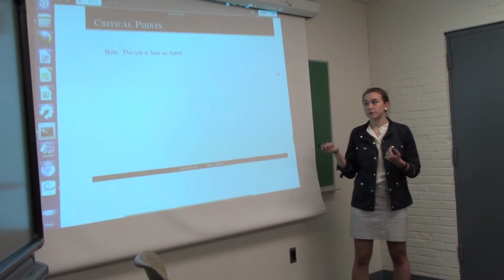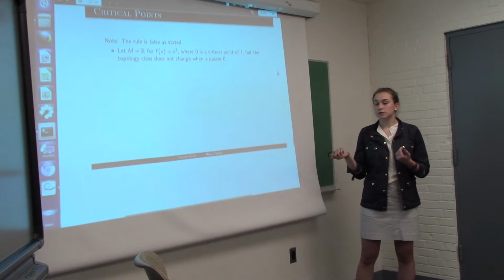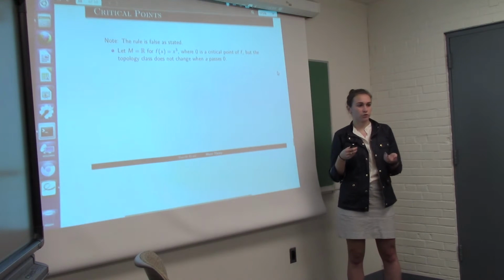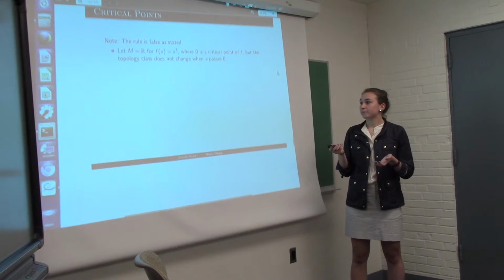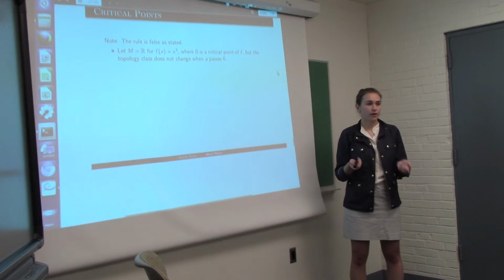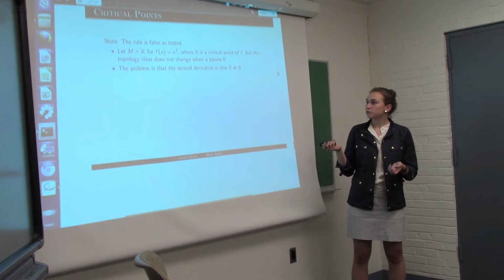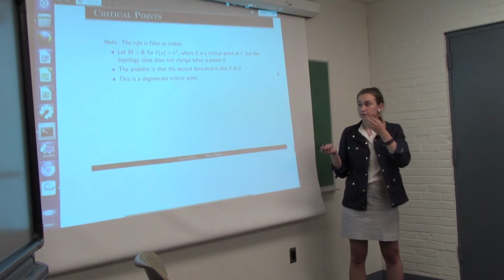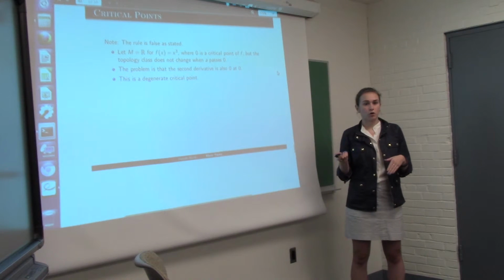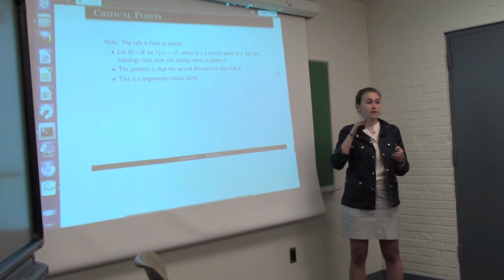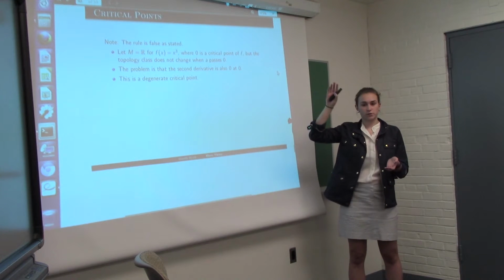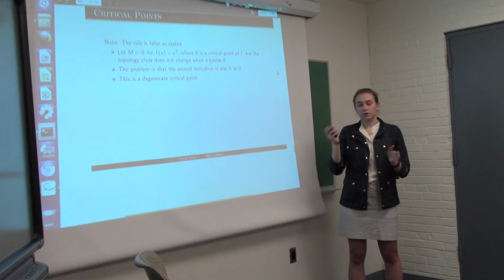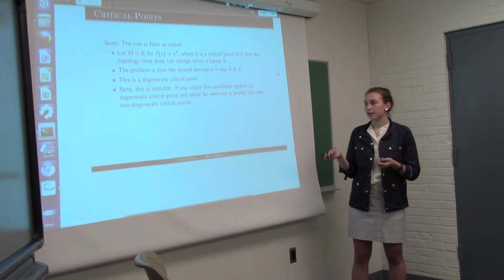As I just said, the rule that we stated is actually false. So let us consider that our landscape is x cubed, where, as we know, 0 is a critical point for x cubed, but the topology class doesn't change when A passes 0. The problem is that the second derivative is also 0 at 0. This means that this is a degenerate critical point. As you can imagine the graph of x cubed, it decreases on one side of 0, but increases on the other. That means it's degenerate because even though half of it is what we're looking for, the other half obviously does not apply.